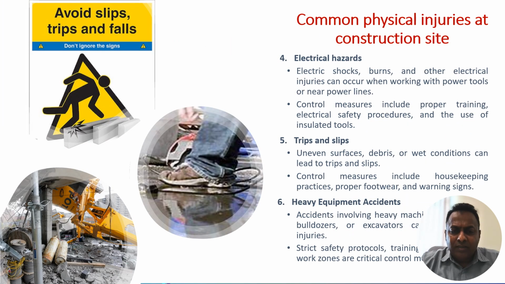The fourth is electrical hazard. Electrical shock, burns, or other electrical injuries can occur when working with power tools near power lines. Control measures include proper training, electrical safety procedures, and the use of insulated tools. Trips and slips: uneven surfaces, debris, or wet conditions can lead to trips and slips. Control measures include housekeeping, proper footwear, and warning signs.